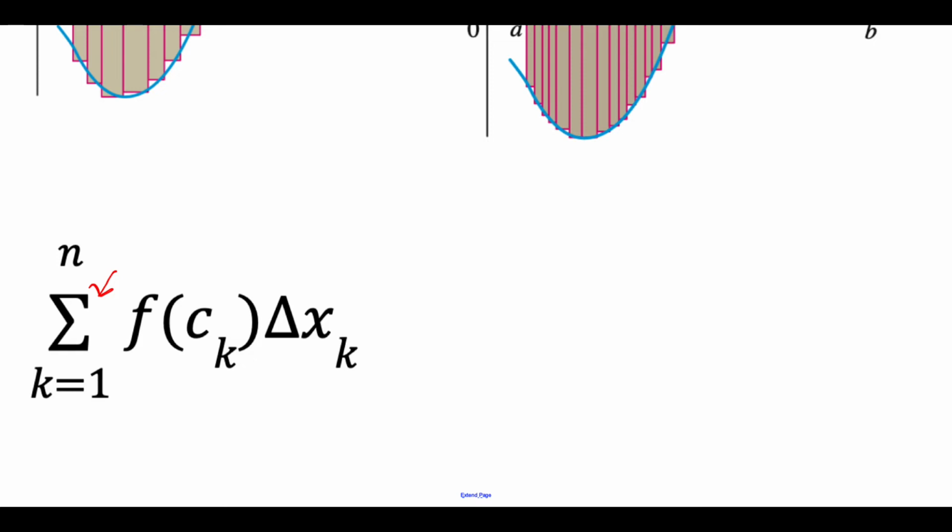Now, like I mentioned, as we use more and more rectangles, the more accurate our answer is going to be. There's this thing called the norm of the partition. So it's almost like two absolute value bars around this P. That means the norm of the partition.